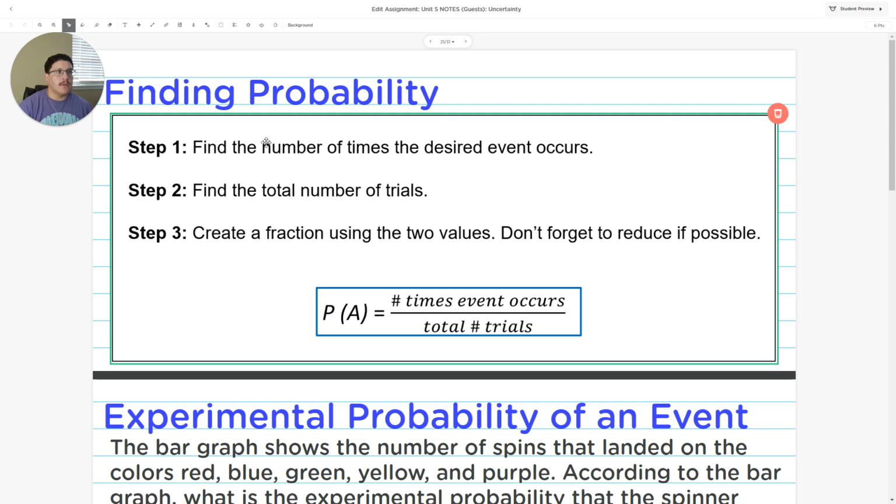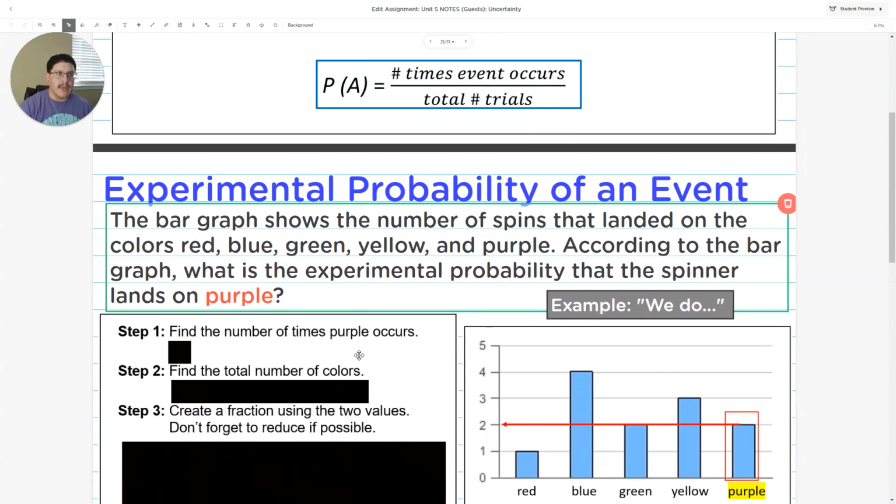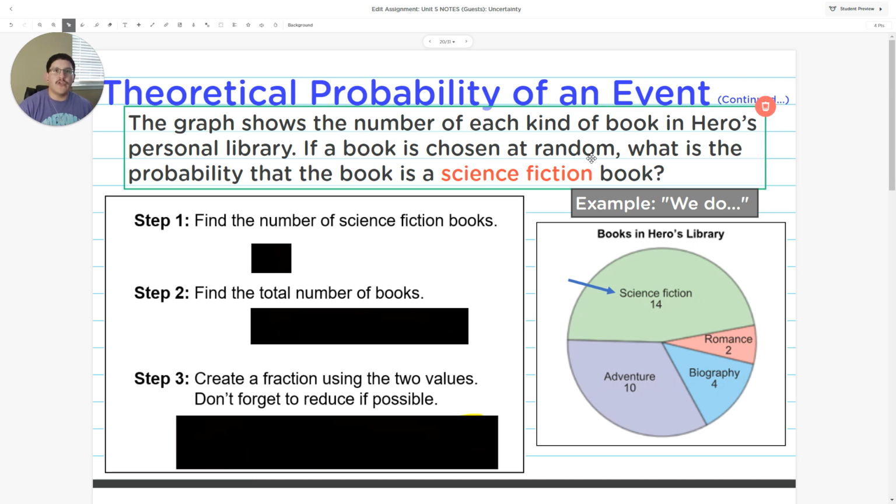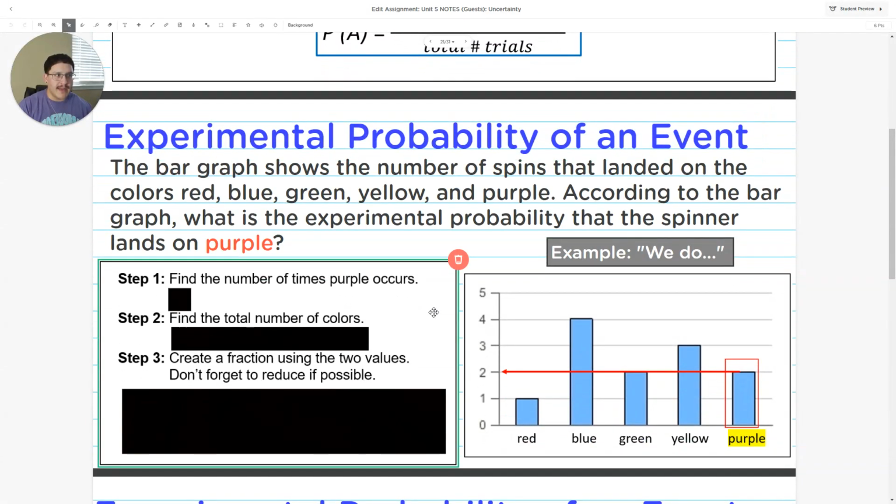It's going to be the same as before. We're still going to find the number of times for the desired event, how many times it's occurred. Step 2, we're going to find the total number of trials, and then step 3, we're going to create a fraction using the 2 values, and then don't forget to reduce the fraction if possible. But notice the wording in these examples here. The previous is at random what we're choosing, if we were to choose. Again, if. The experiment has already happened. And so we're just taking the data and determining what the data tells us about probabilities.